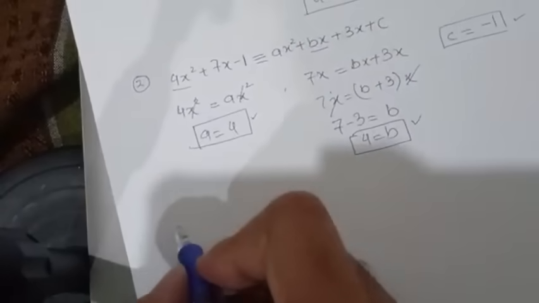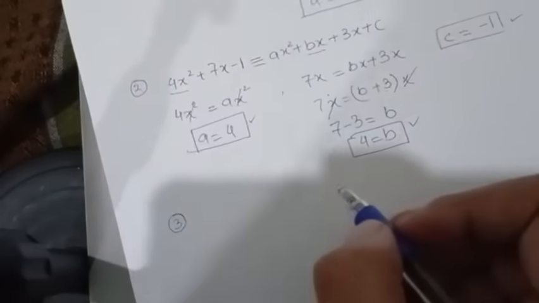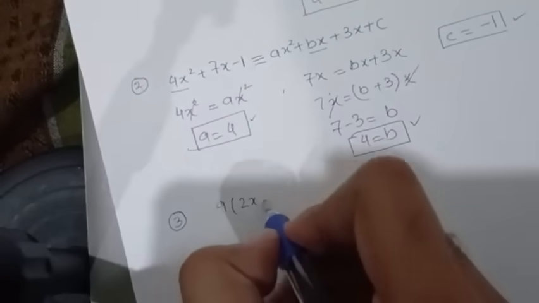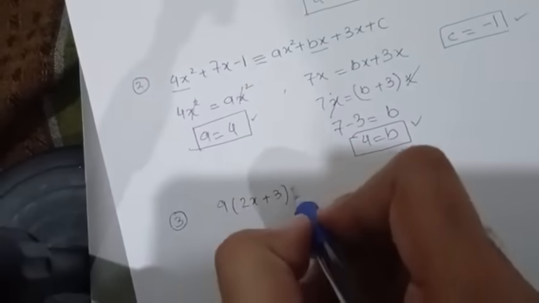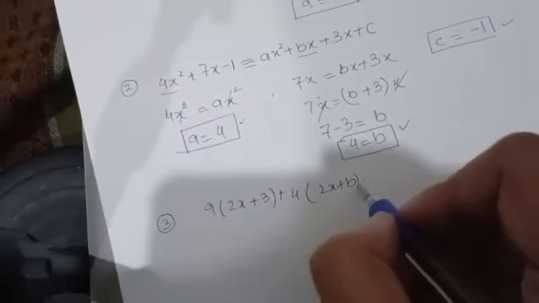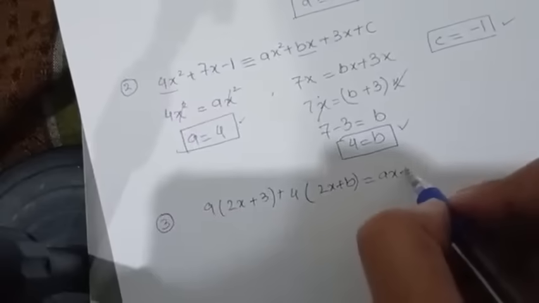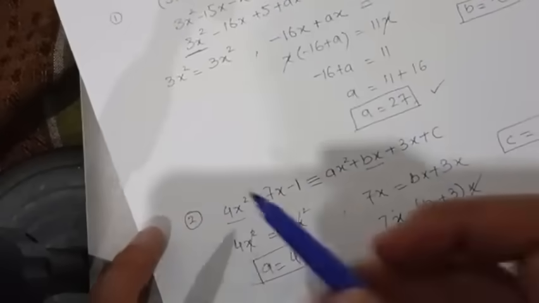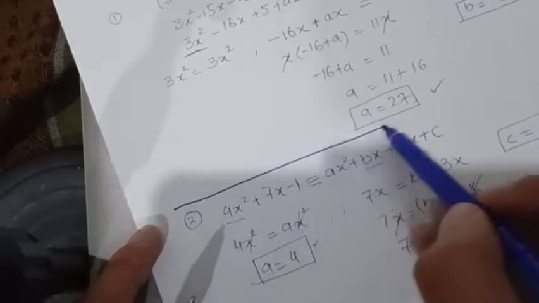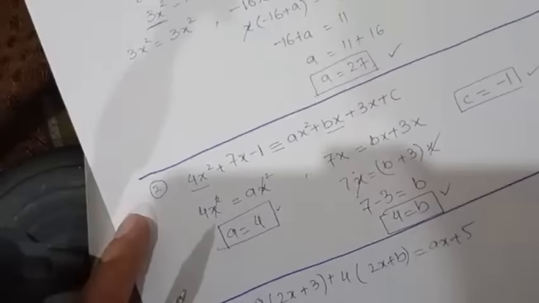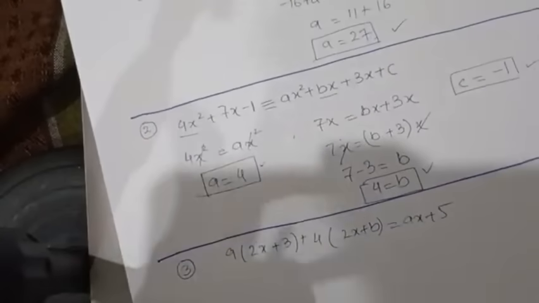Now we will see another third example, in which we have 9 into 2x plus 3 plus 4 into 2x plus b, which is equal to ax plus 5. This is our second example from here. Now we have third example.